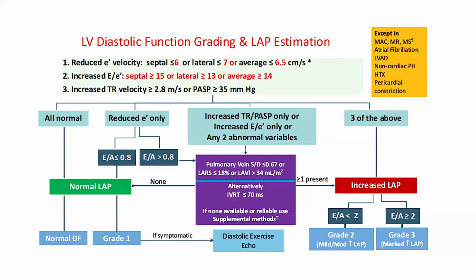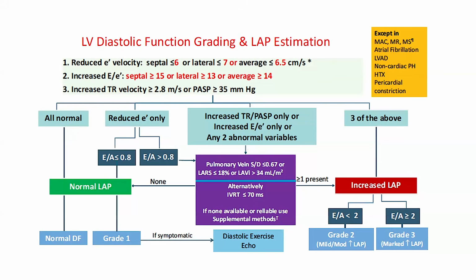Now, if we look at the third box, if we have increased TR or PASP only, or if we have an increased E over E prime only, or any of those two abnormal variables, we similarly will go into that purple box, because there's not enough factors to confidently say that both your relaxation and your left atrial pressures are high.